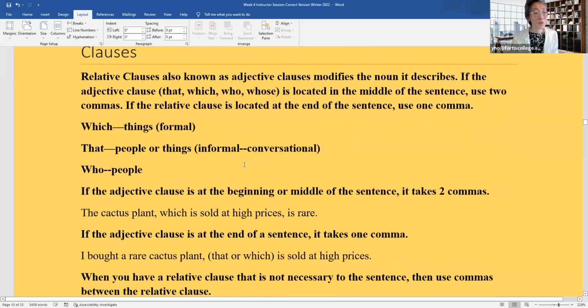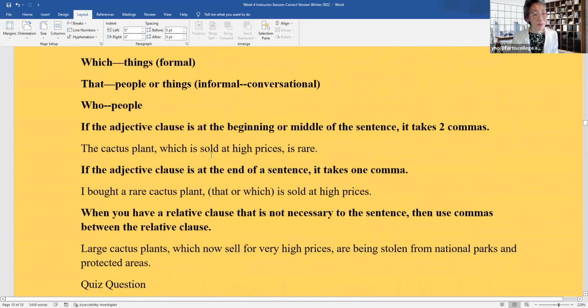So when we use who and which and that, that's when we use the 2 commas. So if the adjective clause is at the beginning of the sentence, it takes 2 commas. The cactus plant, which is sold at high prices, is rare. So here, which is sold at high prices, what does that refer to? This is an adjective clause that refers back to the cactus plant. So then we need 1 comma here and 1 comma here, okay? If the adjective clause is at the end of the sentence, it takes 1 comma. I bought a rare cactus plant, which is sold at high prices. Do you understand that? Because we're using which.